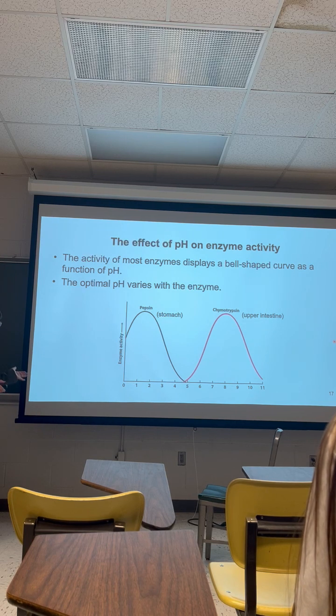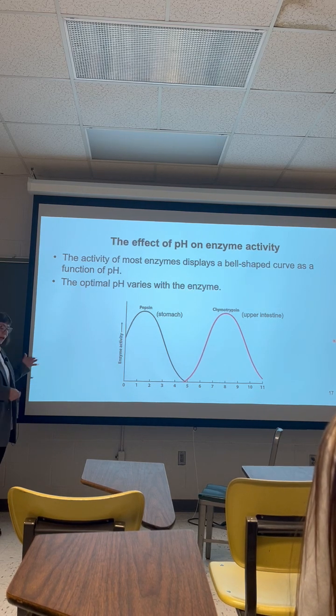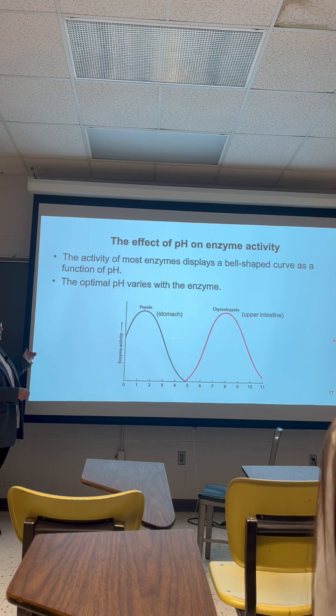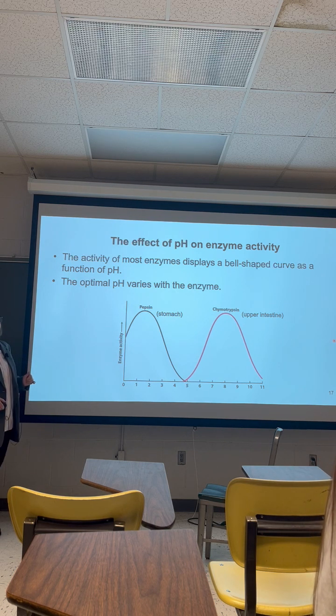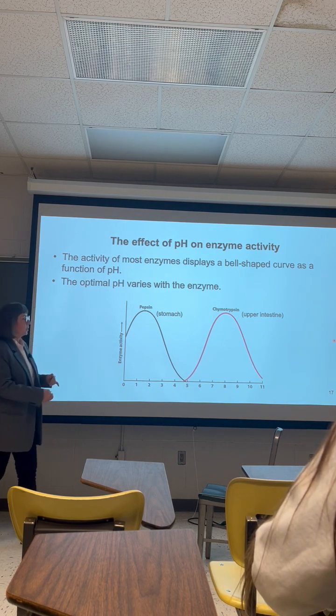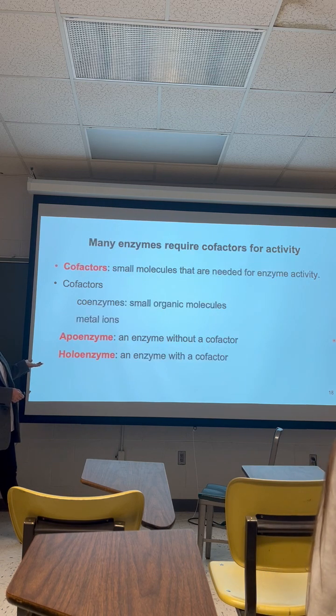But typically the point is that whatever enzyme you take, if you went to the lab and did this experiment, measuring enzymatic activity while changing pH, you would see a bell-shaped curve, and most enzymes will have optimal activity at neutral pH.